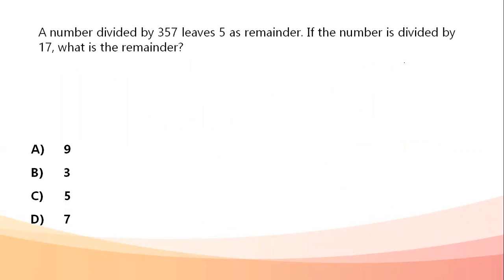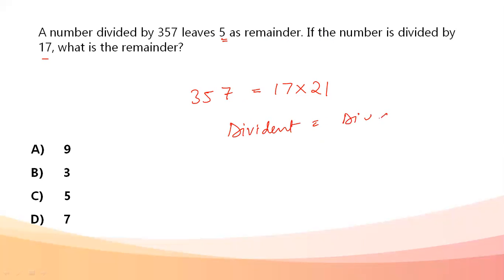Okay. Next question. A number when divided by 357 leaves 5 as the remainder. If the number is divided by 17, what is the remainder? Okay, 357 I can write as 17 into 21. It can be written very easily. Again, the same rule: dividend equals divisor into quotient plus remainder.